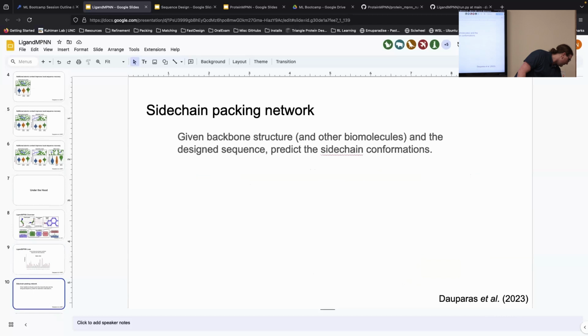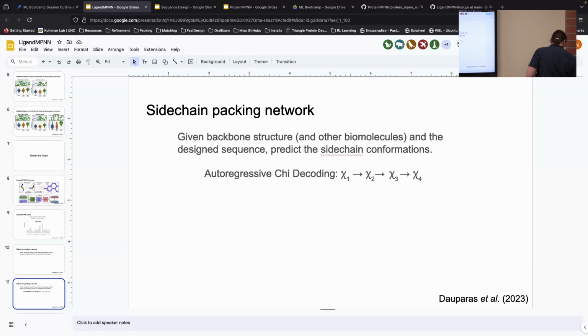All right, the sidechain packing network. So what is sidechain packing? The idea is, given a protein backbone and maybe the other context, the small molecules, the nucleic acids, et cetera, that are around that protein, and the design sequence, so you already have a sequence assigned to every residue in that protein, what are the sidechain conformations?